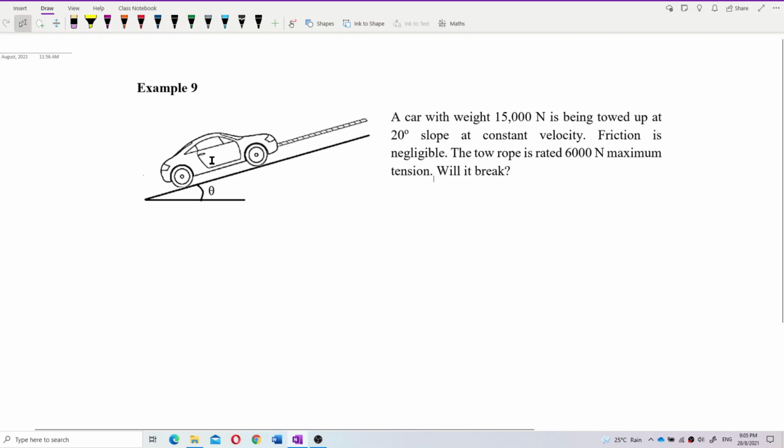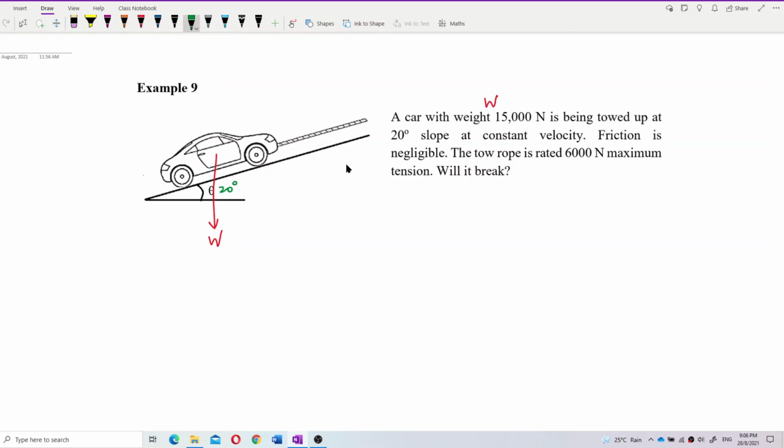exert on this car. Look at the information. It has the weight. How to draw a weight? Let me just draw a weight over here. This is the weight, directly downwards. The weight is 15,000 Newton. It's being towed up a 20 degree slope, so the theta is 20 degrees.